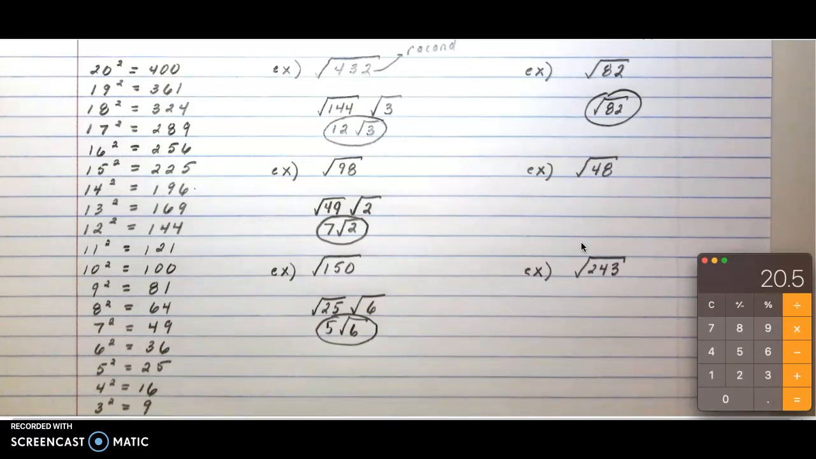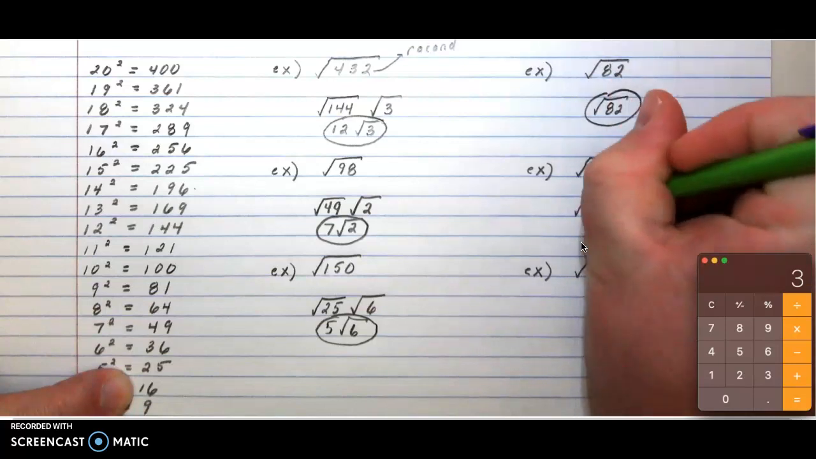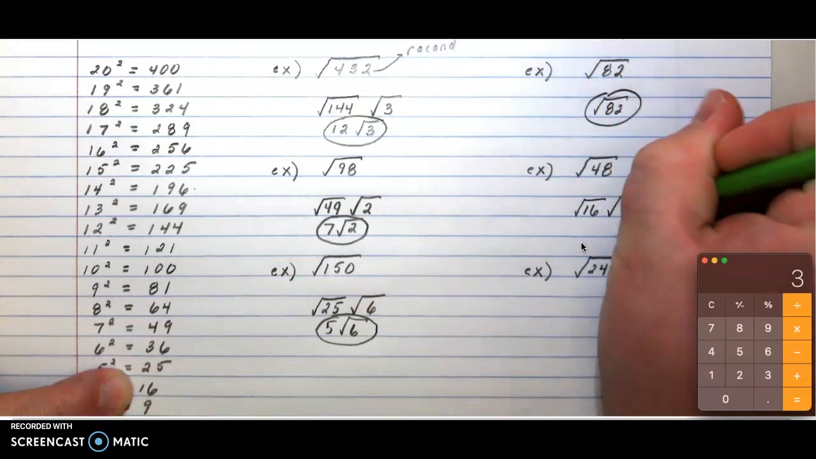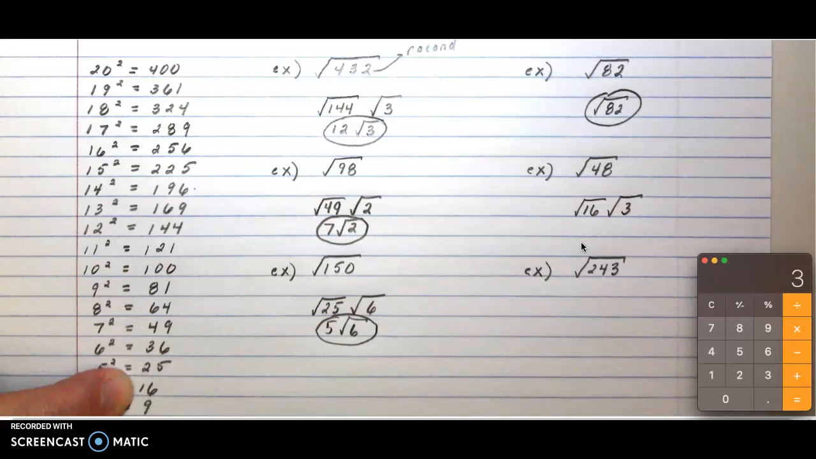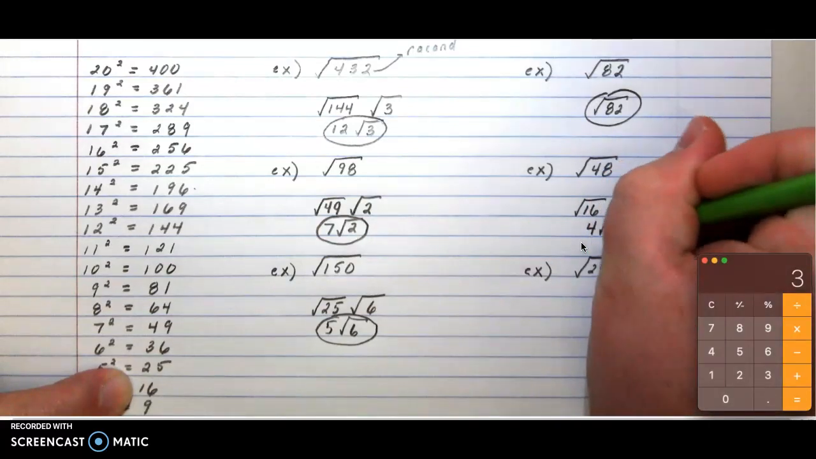All right, let's try 48. We're going to divide it by 2 to find our starting spot, and that would be 24, so that puts us right at 16 as our first number. So 48 divided by 16, wonderful, 3. So we're going to break this up into root 16, root 3, and root 16 is 4, so it's 4 root 3.